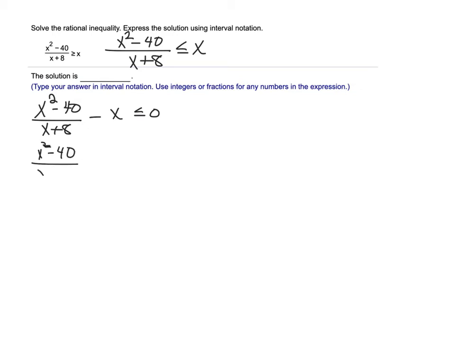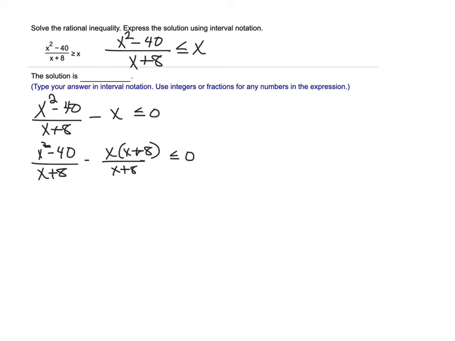Our denominator would be, what, x plus 8? That would be x, and I want to make that over x plus 8. And remember how that works? If I put x plus 8 in the denominator, I have to put it in the numerator also. There you go. Now they have common denominators, and we can combine them into one fraction.